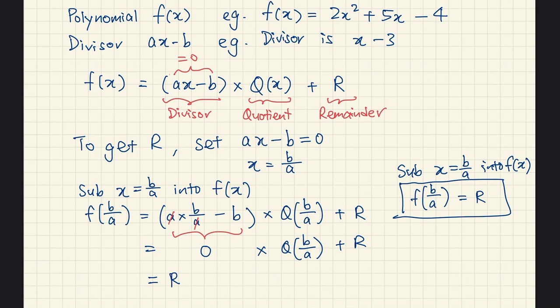I hope this helps you understand why you need to sub in x equals b over a, and somehow that gives you the remainder. The factor theorem is a special case where the remainder turns out to be 0, so it's a similar concept as well.